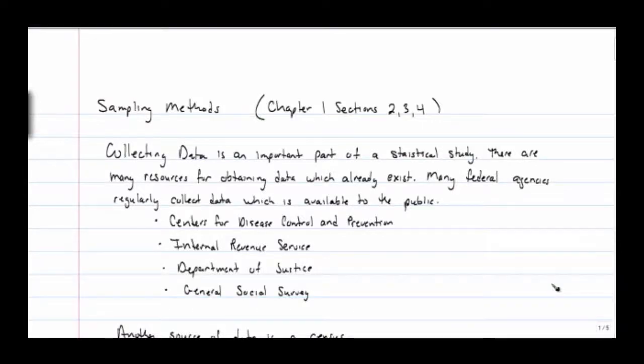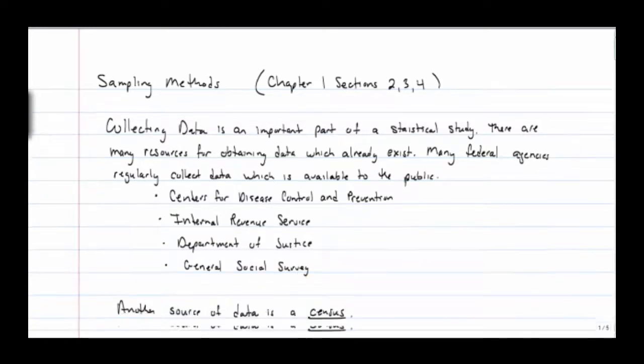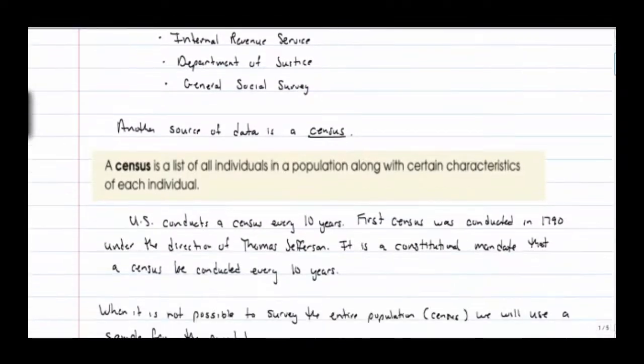Sampling methods. Collecting data is an important part of a statistical study. There are many resources for obtaining data which already exist. Many federal agencies regularly collect data which is available to the public. For example, there is data collected and available at the Centers for Disease Control and Prevention, the Internal Revenue Service, Department of Justice, General Social Survey, and another source of data is the census.